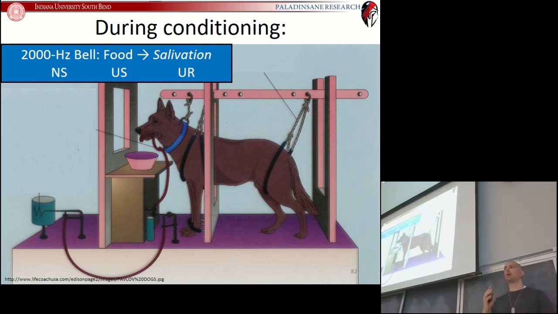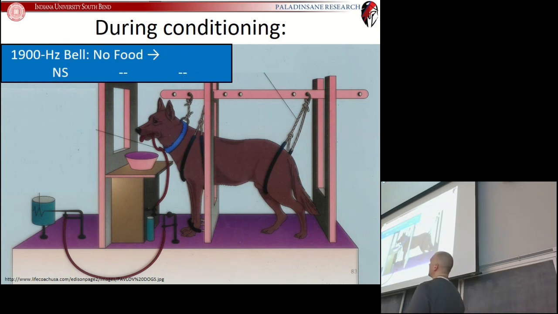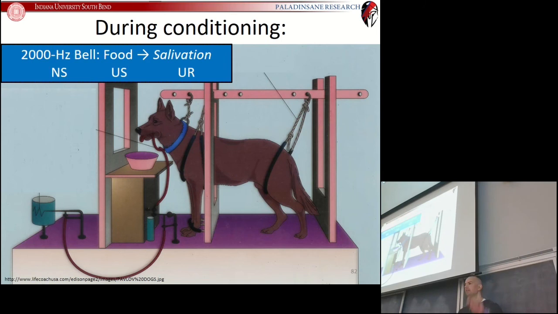If we do not want this dog to generalize that bell to other stimuli, what we can do is also, at random intervals, present a different bell, a lower bell, a 1900 hertz bell, which is a neutral stimulus, but never give the dog food. So 2000 hertz bell, ding, ding, ding, here's some food. 1900 hertz bell, ding, ding, ding, no food. And we do this over and over and over again.